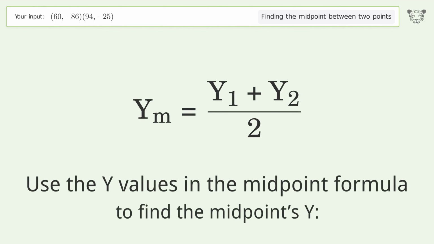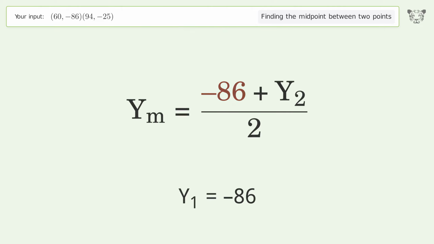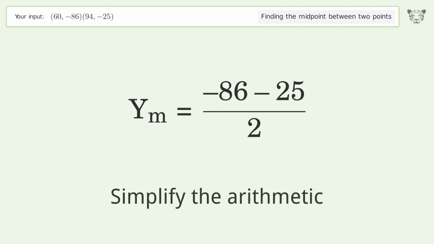Use the y values in the midpoint formula to find the midpoint's y. y1 equals negative 86. y2 equals negative 25. Simplify the arithmetic.